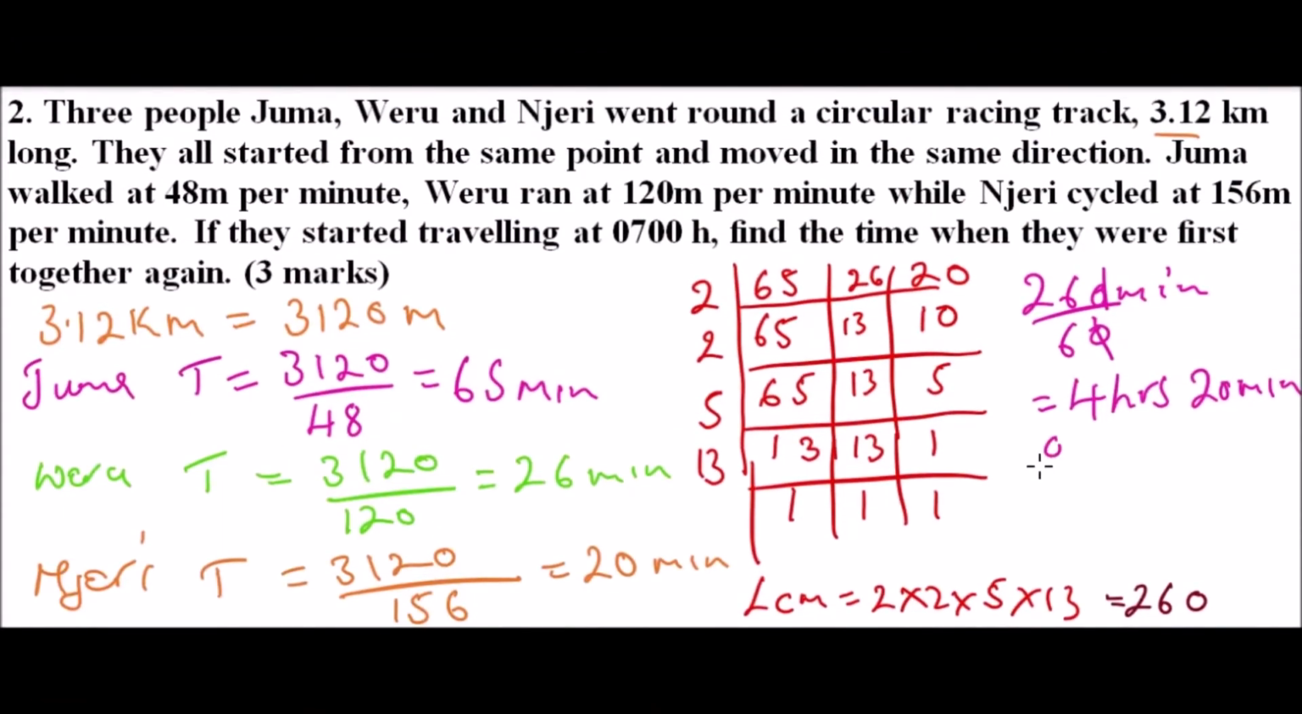Because they started at 7 hours, we add 4 hours, 20 minutes. That means they will be together at 11 hours 20 minutes, which is the same as 11:20 a.m. If you leave your answer like that, you should be able to get full marks. So that's how you work out that question.